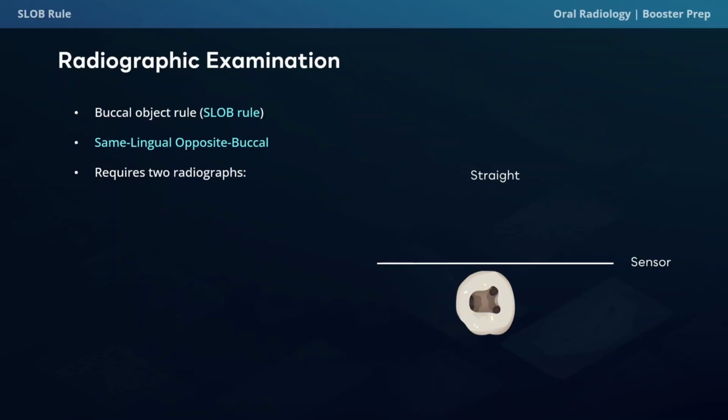To apply this rule, we always need two radiographs with different horizontal angulations. So for example, if a mandibular molar is undergoing root canal therapy, the files are placed in the canals and the radiographs obtained will clearly show whether a file is in the mesiobuccal or the mesiolingual root.